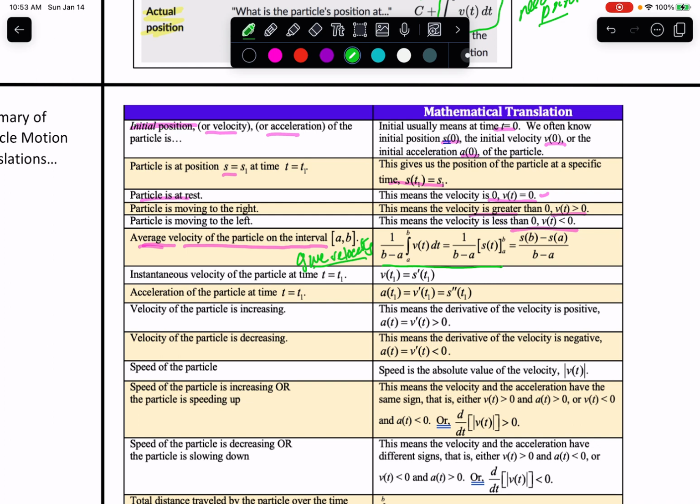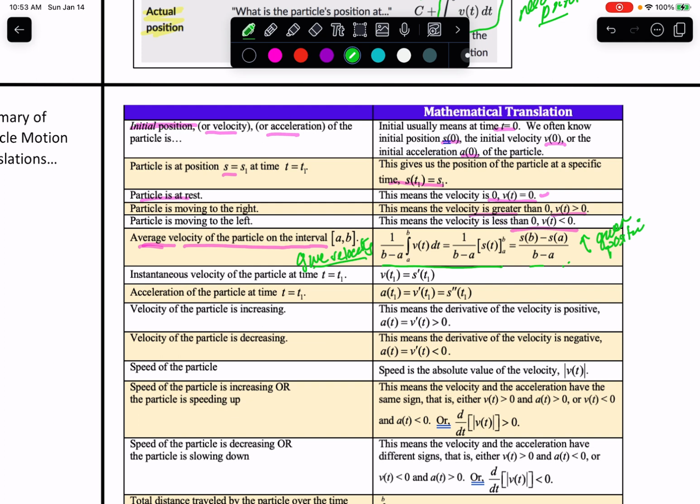If they give you the position function, not the velocity function, you have to do the average rate of change. That's all you can do, because you were just given the position.